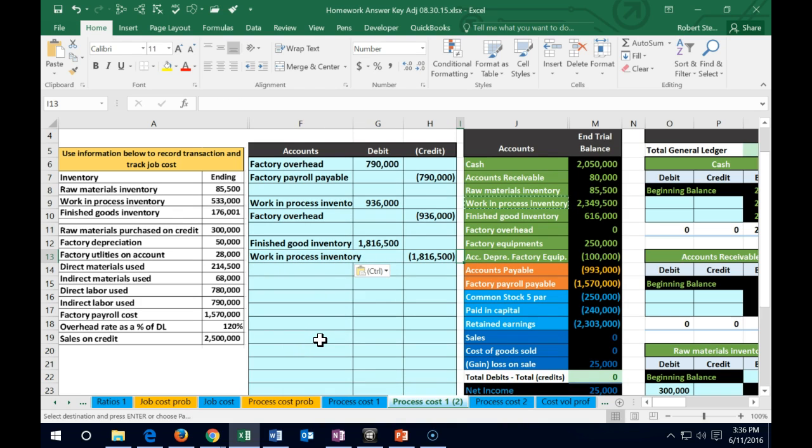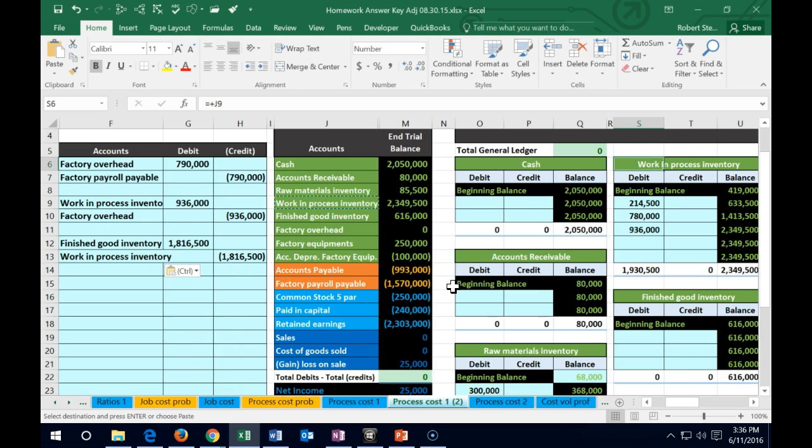So we're going to go over here. We're looking for finished goods. That's 1, 2, 3, 4, 5, the fifth account down on the trial balance. So we're looking for the fifth account down here. It's going to be in S19, so S19 equals, and we're pointing to this 1,816,500, enter. So finished goods goes up.